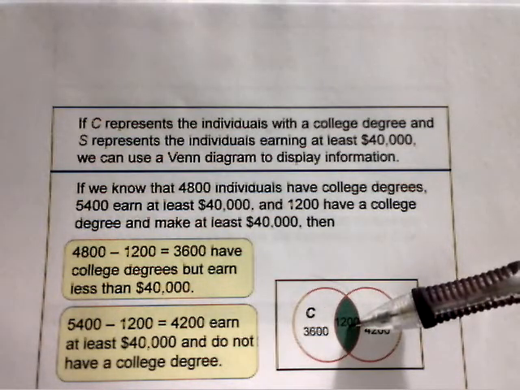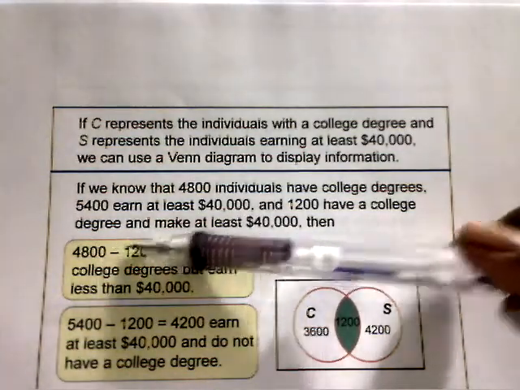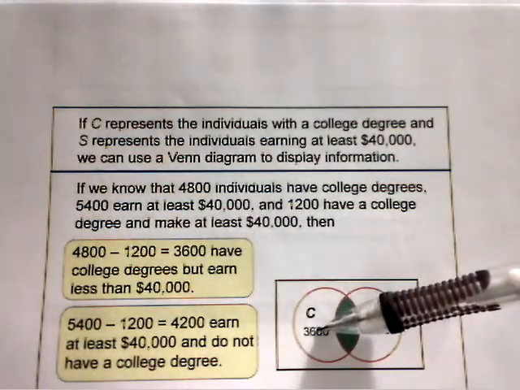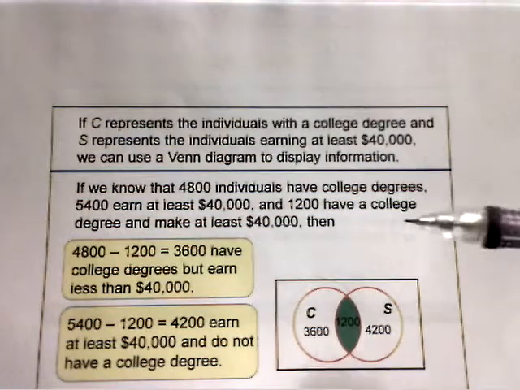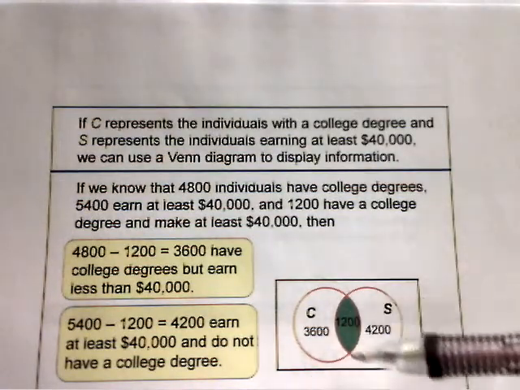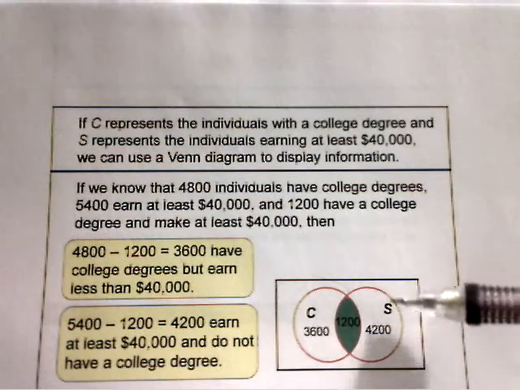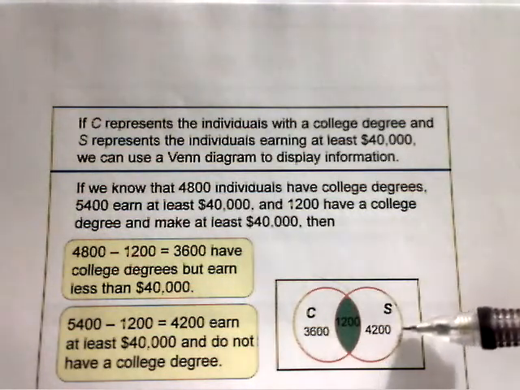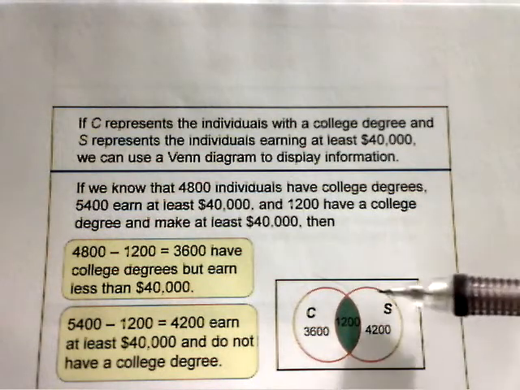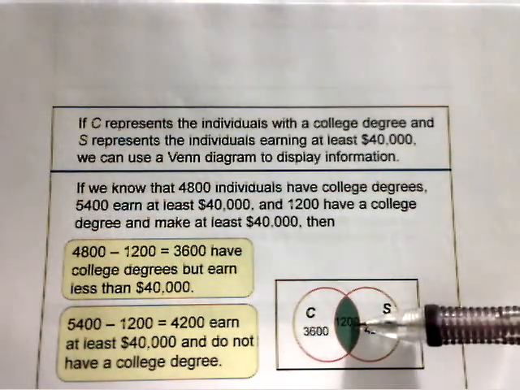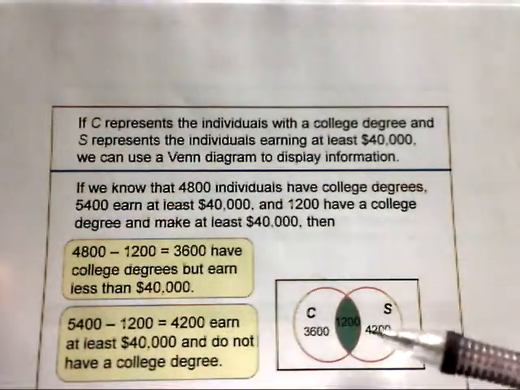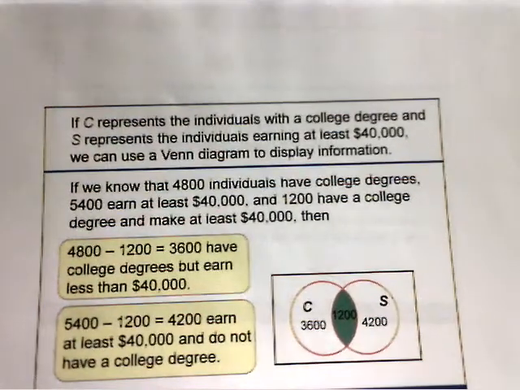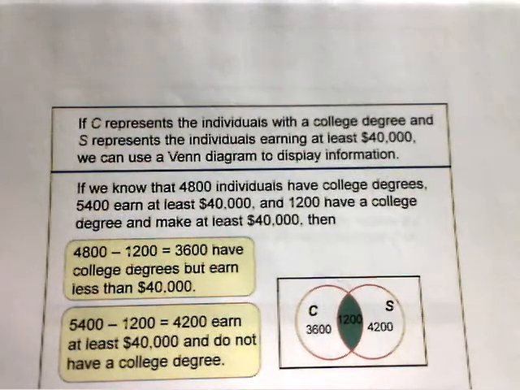1,200 of them are common. Subtract the 1,200 that's in common from the 4,800, you'll get 3,600. And we know 5,400 people earn at least $40,000 and do not have a college degree. So this circle right here that I'm outlining represents the 5,400. We know the 1,200 have a college degree and earn $40,000. So subtracting the 1,200 from the 5,400 will be 4,200. Okay, that's how we do the Venn diagram in this particular situation.